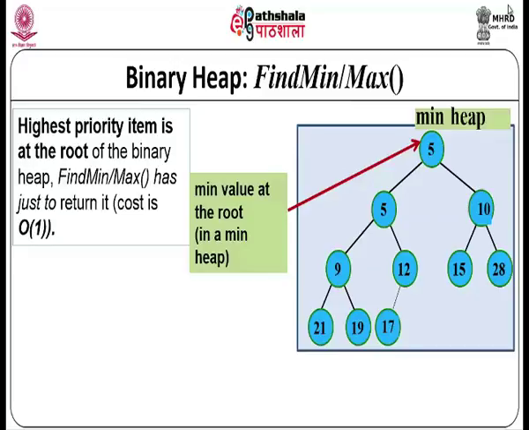Now, let us look at finding the min, the highest priority, in a find min or find max. In a binary heap, there is another thing I want to tell you: there can be duplicate values also, as this example shows, 5 and 5 are the same value. The minimum value will be at the root. So, you just have to return it, and the cost is of the order of 1. So, that is not a problem.